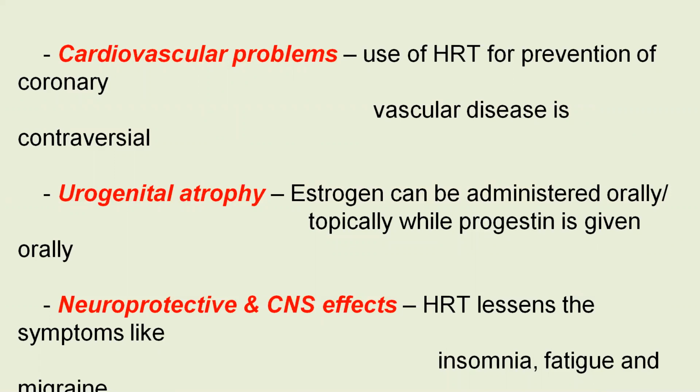Due to lack of estrogen, there is atrophy of the distal vagina in the postmenopausal woman. So estrogen can be administered orally or topically, while progestin is given orally. Neuroprotective and CNS effects. Hormone replacement therapy lessens symptoms like insomnia, fatigue and migraine in postmenopausal women. And also it improves the cognitive abilities in postmenopausal women suffering from Alzheimer's disease.